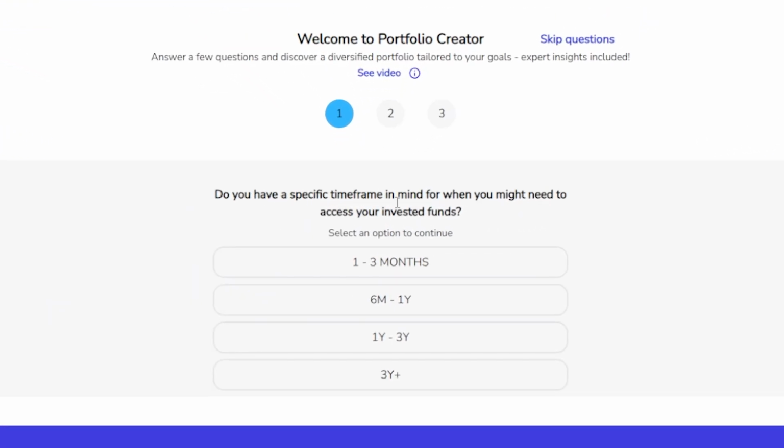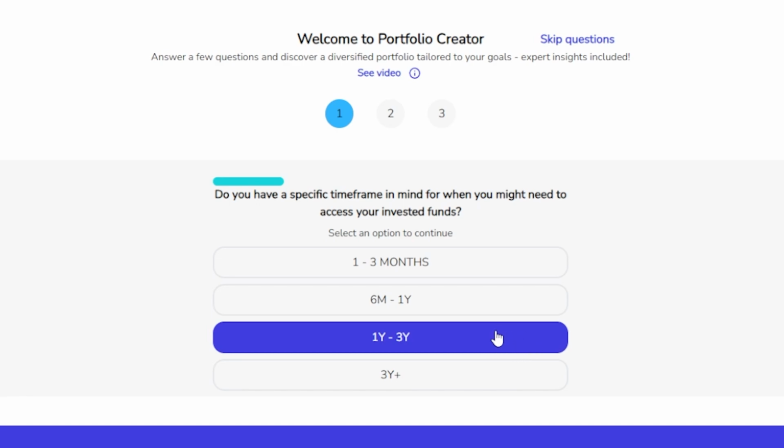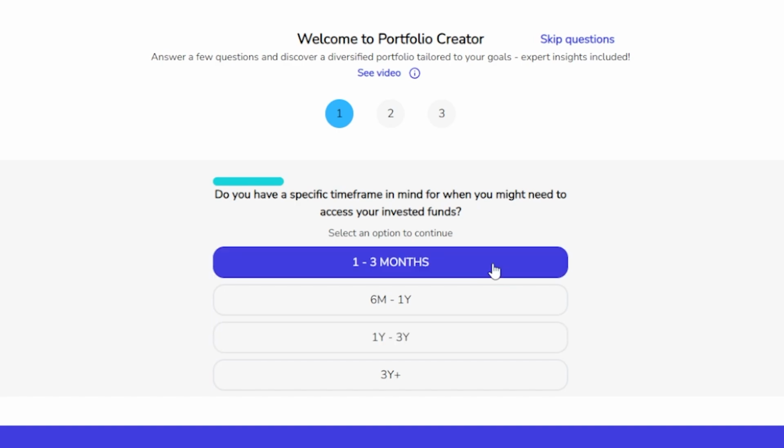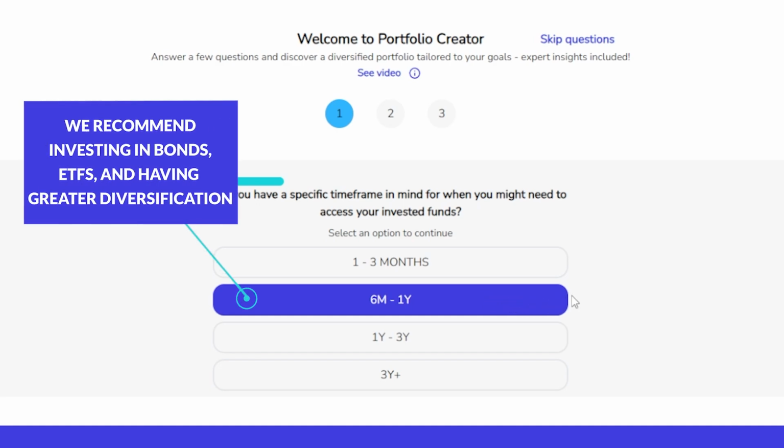Do you have a specific time frame in mind for when you might need to access your invested funds? We recommend long-term investments, meaning more than 1 to 3 years, as this can help reduce the impact of market volatility and risk, leading to higher long-term gains. If you prefer to keep your money for a shorter period, there is a higher risk of volatility in your investments. To counter this, we will later recommend investing in bonds, ETFs, and diversifying more to reduce this risk.